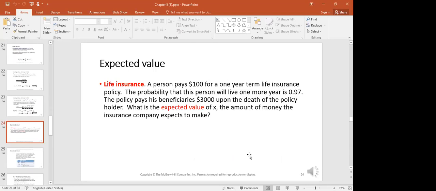Life insurance. A person pays $100 for a 1-year term insurance policy. The probability that this person will live 1 more year is 0.97. The policy pays his beneficiaries $3,000 upon the death of the policyholder. What is the expected value of X, the amount of money the insurance company expects to make?